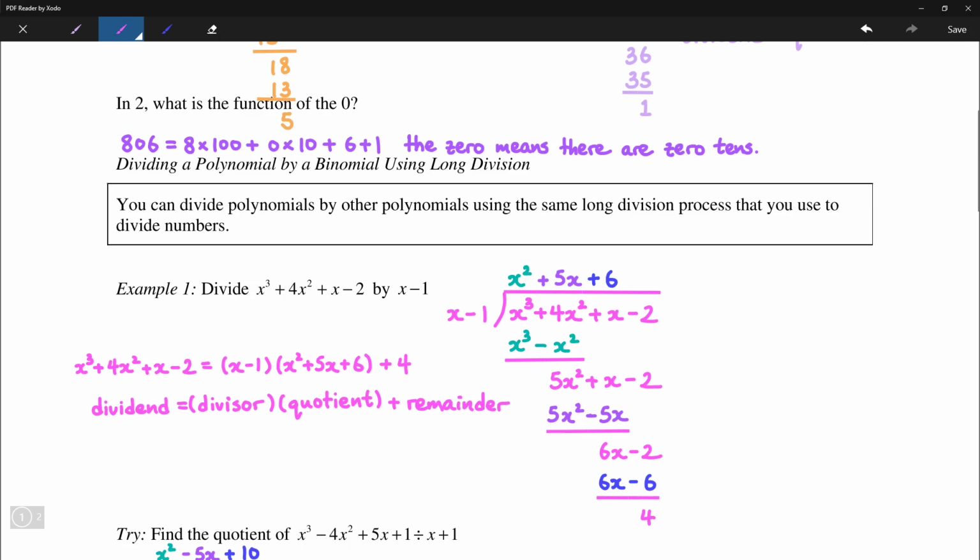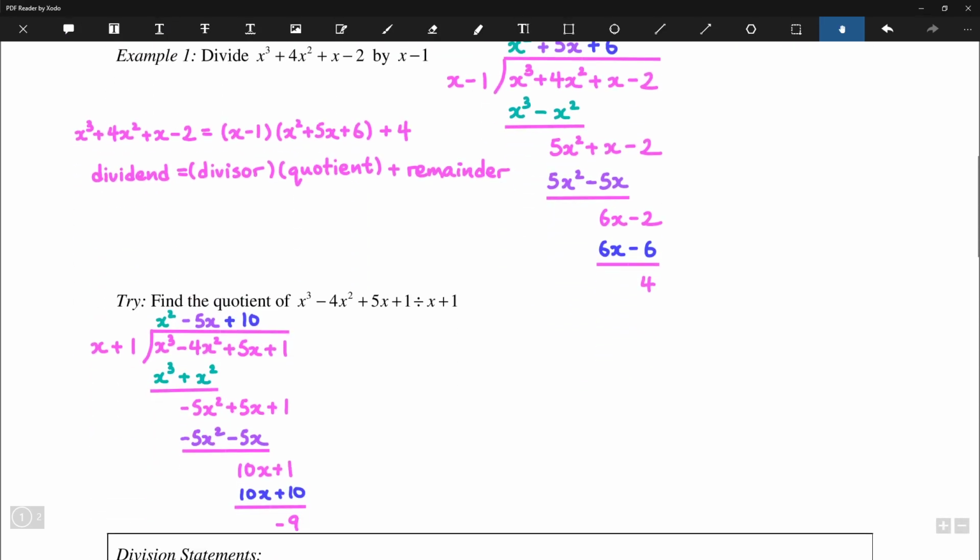So in both the examples, 1 and then the try example, the remainder is just a number. So in the first case, it was plus 4. And in the second case, it was negative 9. So that doesn't necessarily have to be the case. The remainder itself could also be a polynomial. It is entirely possible. But for now, we're just going to stay with the examples that we have where the remainder is just a single number.